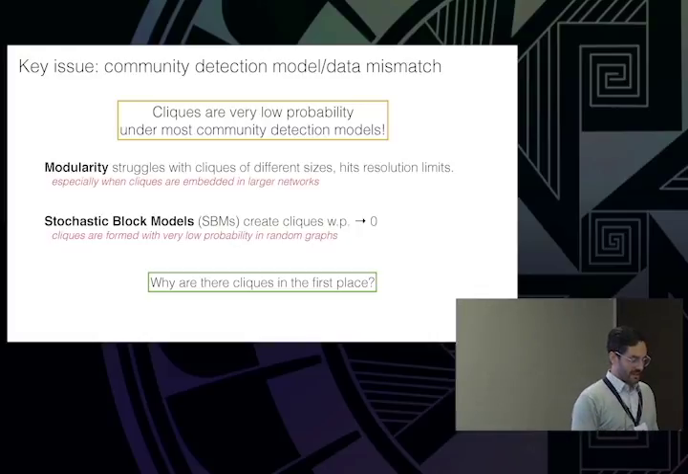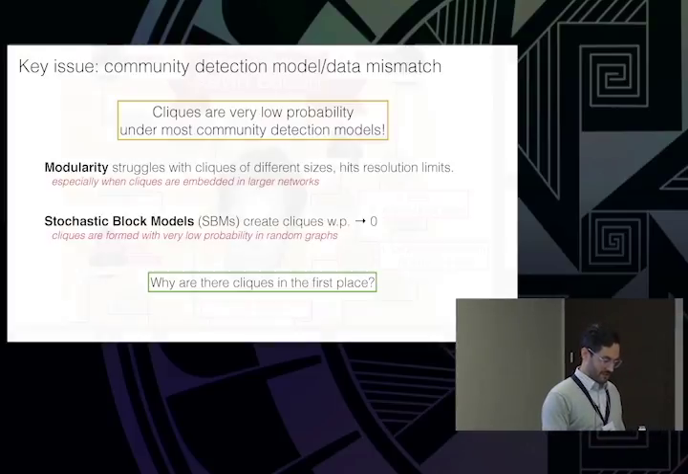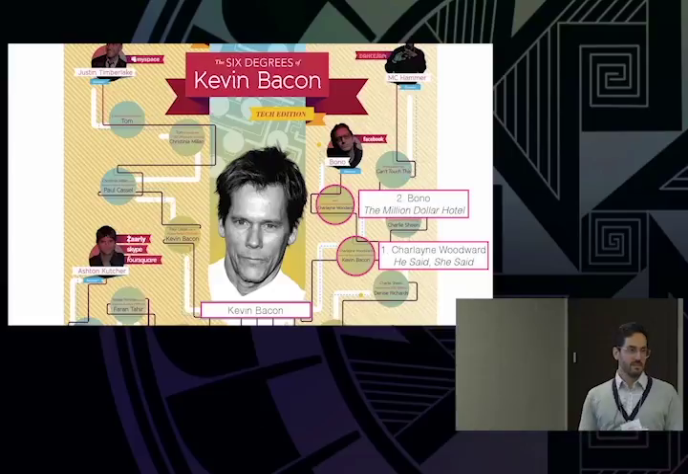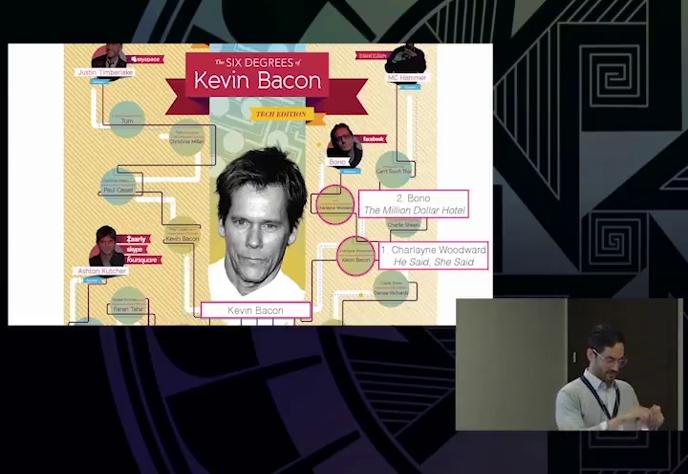So one question that we have to ask here when we're confronted with model-data mismatch is, why are there cliques in the first place? And of course, we're probably all on the same page here. The answer is Kevin Bacon. So you've probably heard of this game, Six Degrees of Kevin Bacon. I'll name an actor, and you have to find some path through movies that connects to Kevin Bacon, and you have only 6 chances or 6 steps to get there.